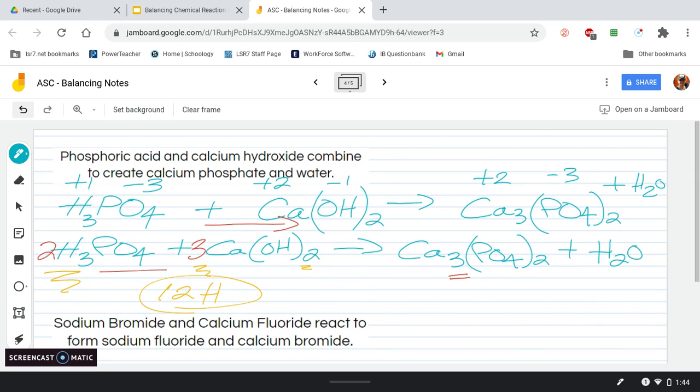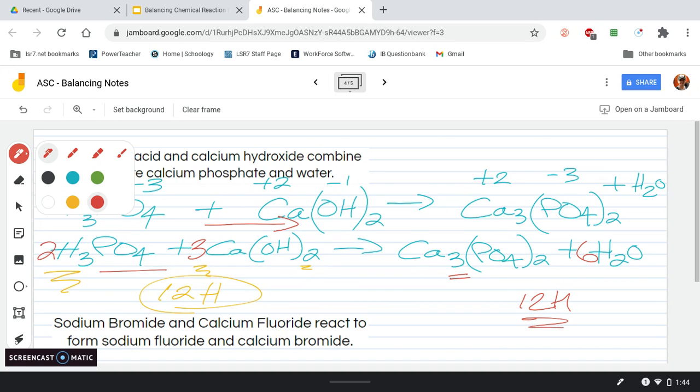So how do we get 12 H's on the right? Well, let's just go ahead and put a 6 here. 6 times 2 is also going to be 12 H's, since that's going to work out. Now look at the O's. A lot of times the O's will solve themselves. So let's take a look at that real quick.